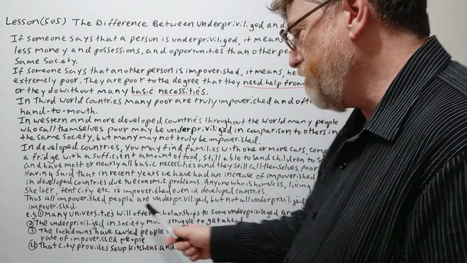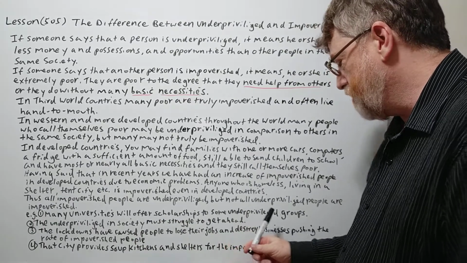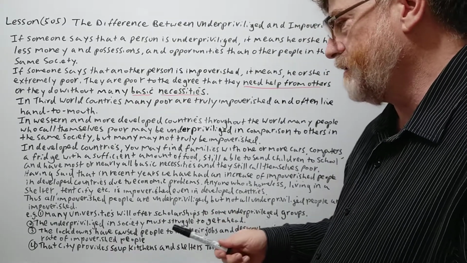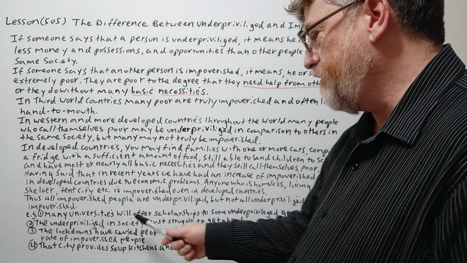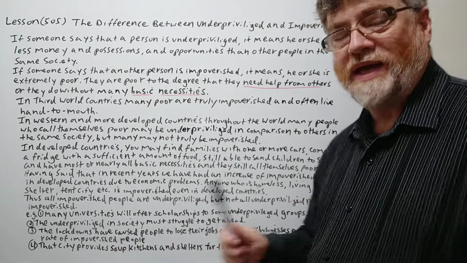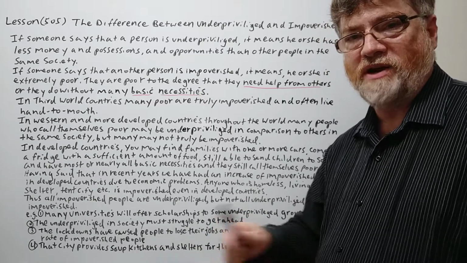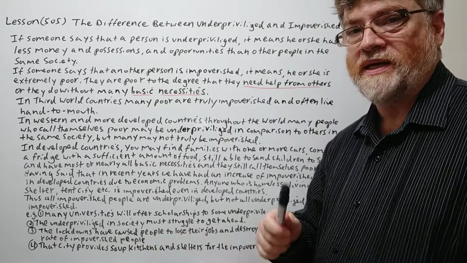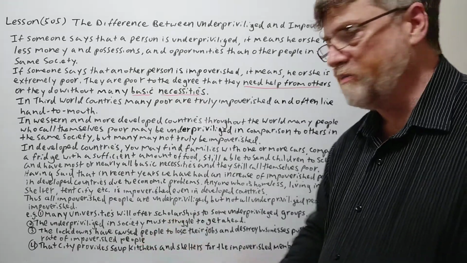Number 1 here. Many universities will offer scholarships to some underprivileged groups. Yeah, they do. Okay, number 2 here. The underprivileged in society must struggle to get ahead. So this is the idea. They don't have as many opportunities. That's what the university is trying to offer, some opportunities to help them out a little bit.